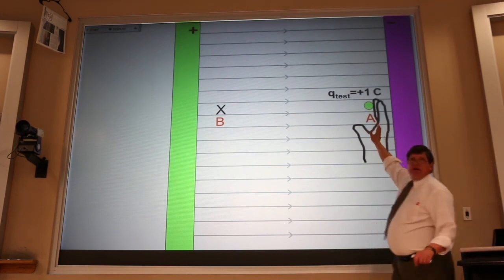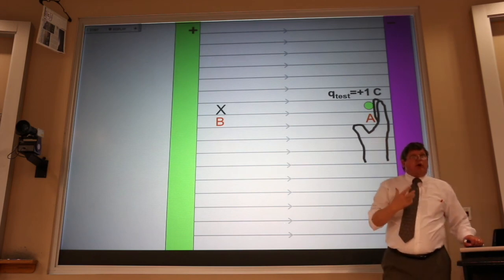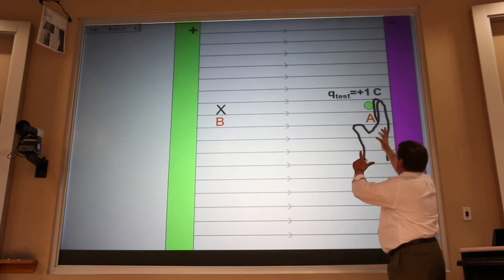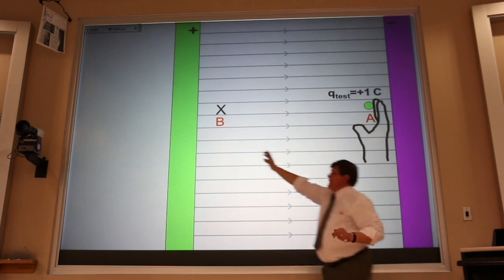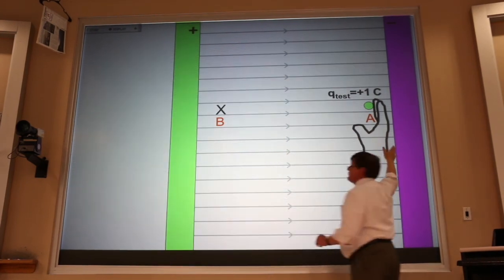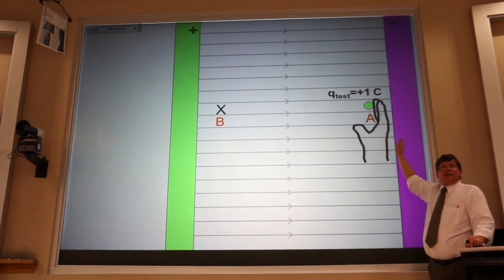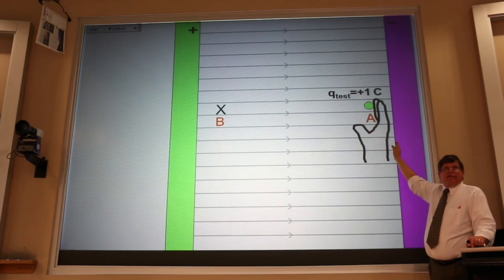Now, I take a +1 Coulomb test charge. Think of that as the boulder. Where does that +1 want to be? Does it want to be next to this positive plate? No, it wants to be next to this negative plate. It wants to be at the bottom of the cliff. Just like the boulder wants to be at the bottom of the cliff.